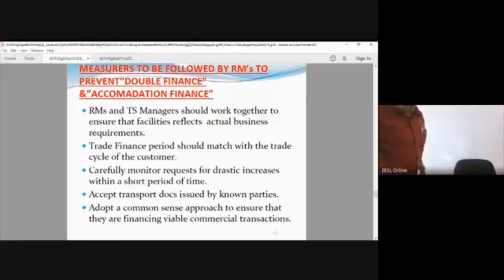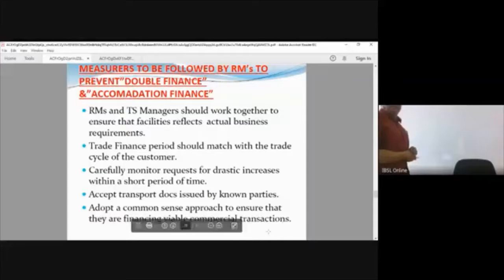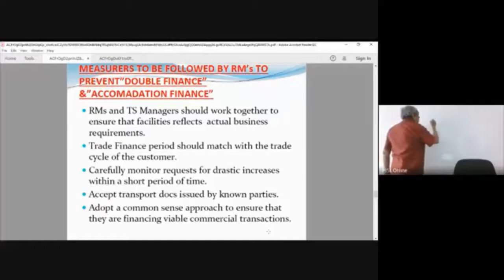Right, the trade finance period should match with the trade cycle of the customer. So for example, if I take the trade cycle of a customer, this customer is ABC and company. That is your customer, right? He is a guy who is importing the raw materials and doing manufacturing and then sells it.